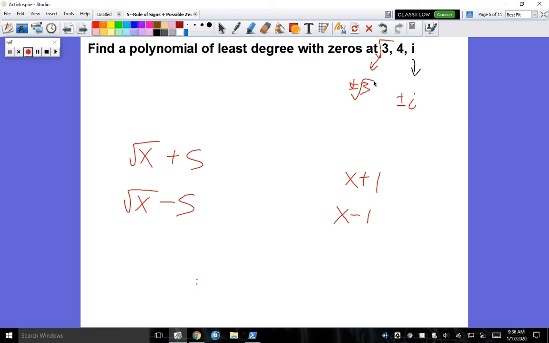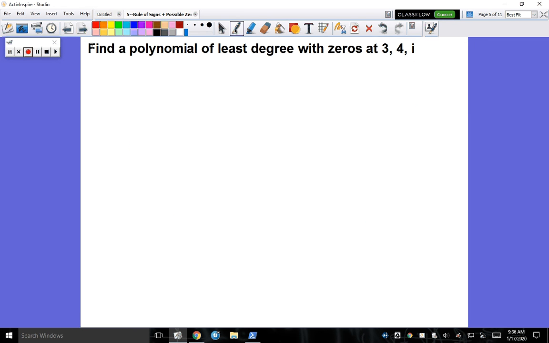You following me now? And then with 4, do I have to do that in a pair? No, because 4 again is a whole number. It's not irrational. Take the square root of 4. It's 2. Are there any decimals? No. So it's not going to have to come in a pair. Okay? So the only one that I will end up breaking up is I will have the plus or minus I. Here we go. X equals 3, 4, I, negative I.